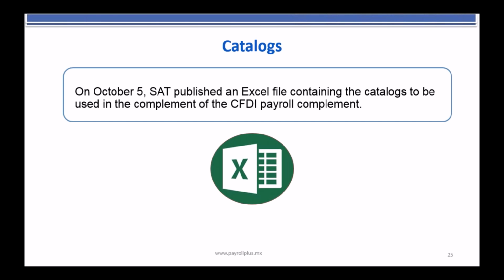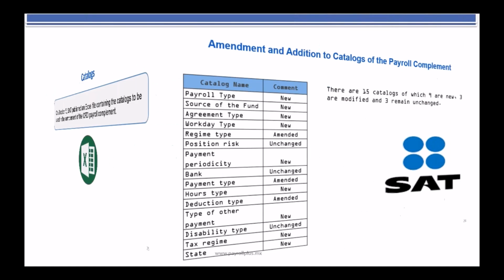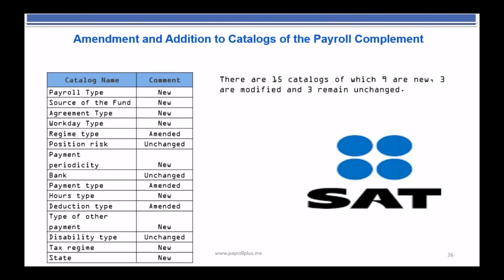Now, as I was mentioning, on October 5th, the tax authorities published an Excel file containing all the catalogs to be used in the complement for the CFDI for payroll. Now, in total, there are 15 catalogs. 9 of them are new, 3 of them already existed but were amended, and 3 remain the same as in version 1.1.